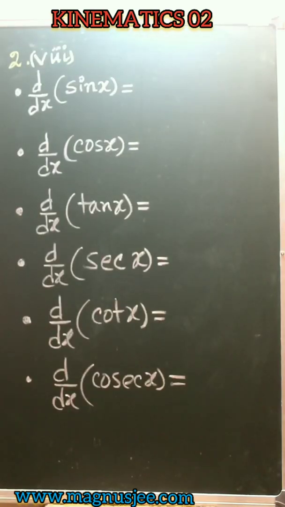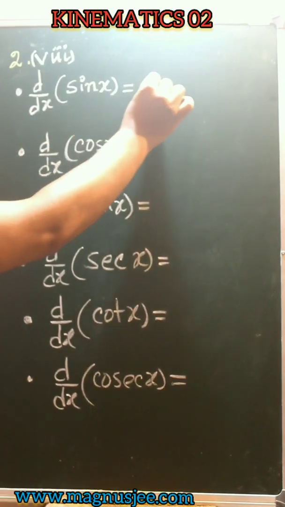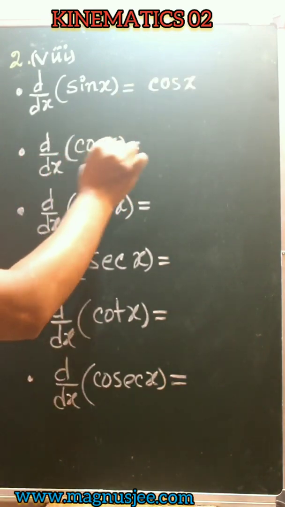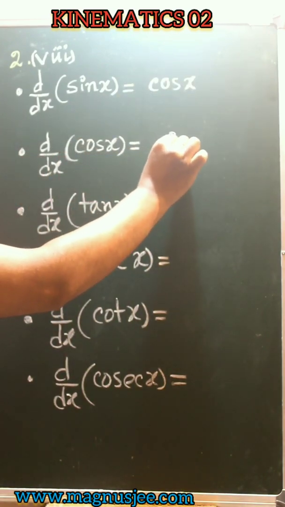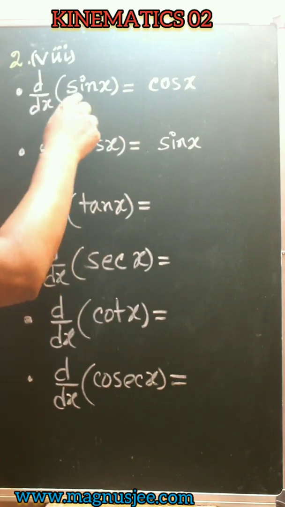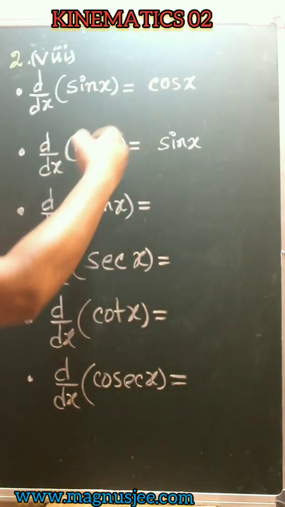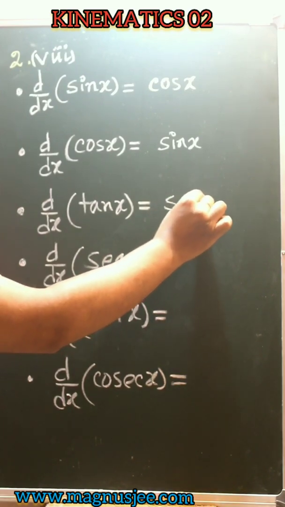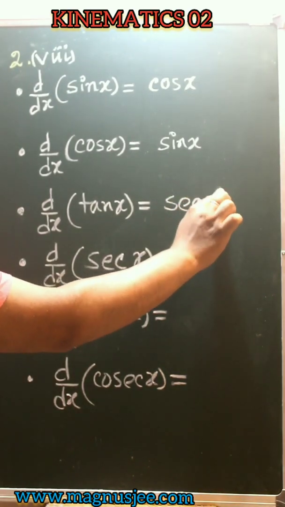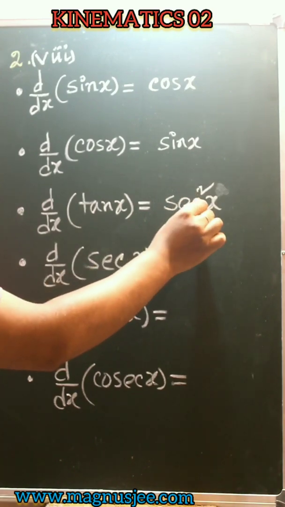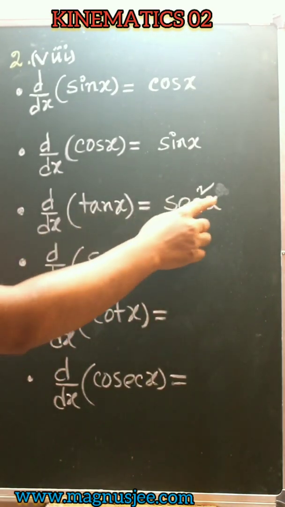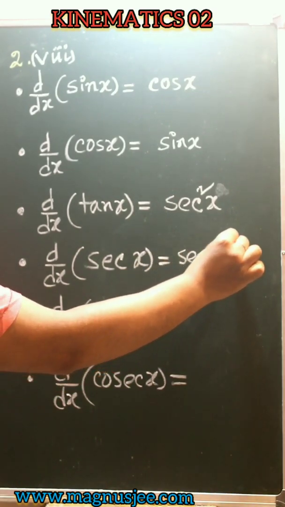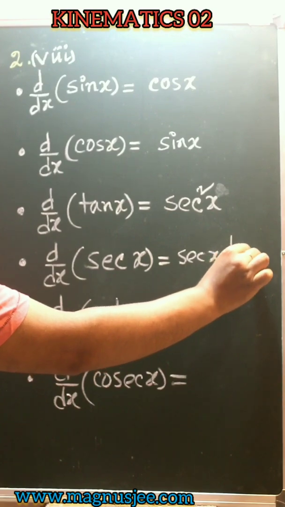Now number 8 formula, ddx of sin x is equal cos x, and ddx of cos x equal minus sin x. ddx of tan x equals sec square x, and ddx of sec x equal sec x tan x.